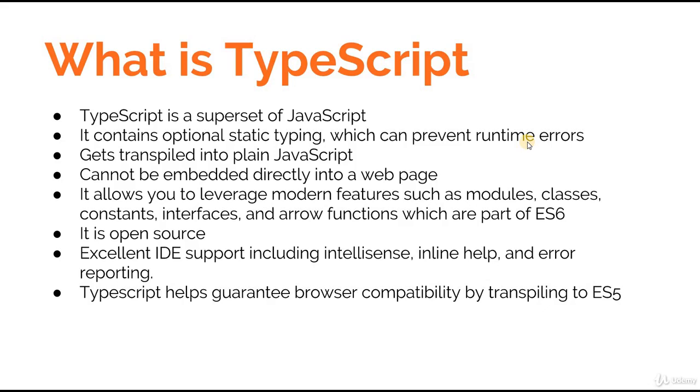Okay, so you can also specify the output version of JavaScript that you want, and then it would convert TypeScript into that specific version of JavaScript so that you can target any browser of your choice. Now, with the help of TypeScript, you can leverage all the modern features that ES6 has to offer, like interfaces, arrow functions, modules, classes, constants, and things of that sort. And since TypeScript is open source and it's free of cost, you can use it without any issues.